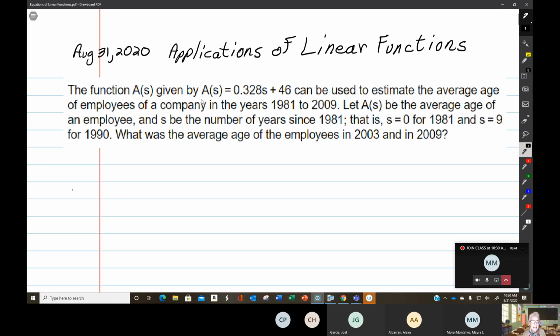A function A of S, given as A of S equals 0.328 S plus 46, can be used to estimate the average age of employees of a company in the years 1981 to 2009. Let A of S be the average age of employees and S be the number of years after 1981. Now, what that means, and we've talked about this before, is a very common way of showing the measurement of time. When you start measuring, you let that be your year 0.